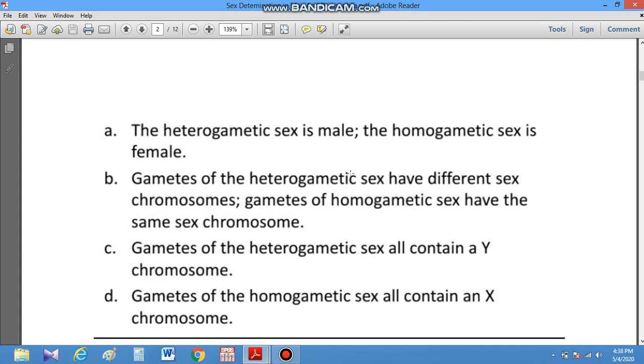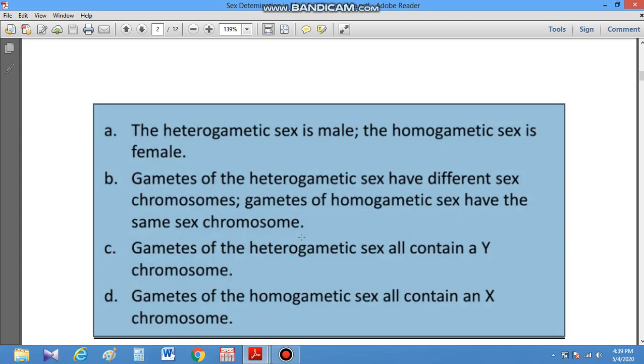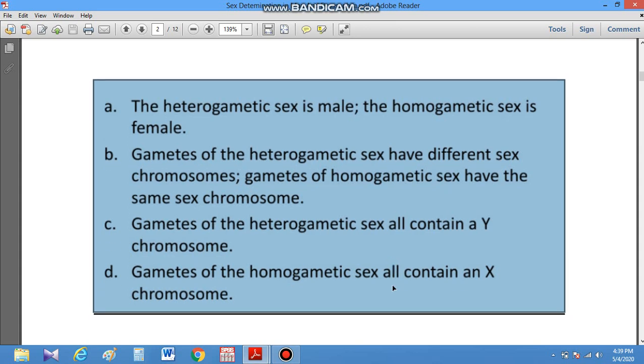Gametes of heterogametic sex have different sex chromosomes, as in the case of man it is XY, and in case of female, the homogametic sex, it is XX. Gametes of the heterogametic sex contain either an X or a Y chromosome, and gametes of the homogametic sex contain an X chromosome. These are the basic terms.